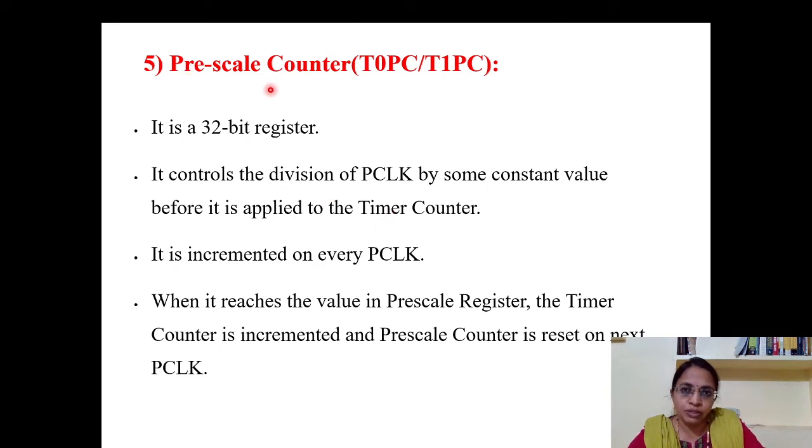Okay, so this prescale counter is incremented by 1 every time a clock cycle is generated by the peripheral clock, and when it reaches the maximum value, the timer counter is incremented, and this prescale counter will be reset upon the next clock cycle of the peripheral clock.